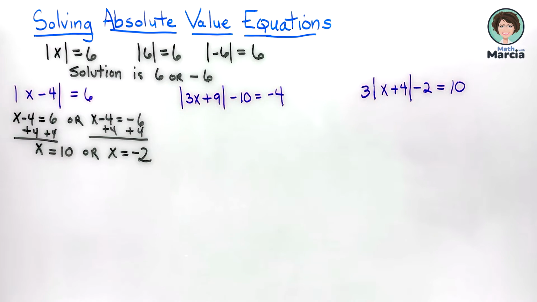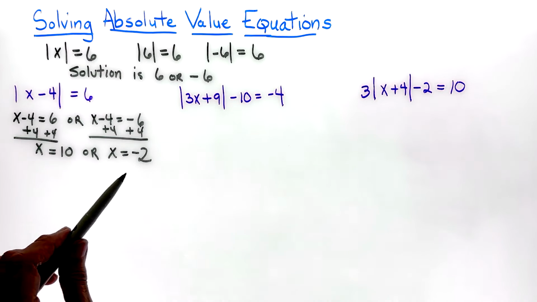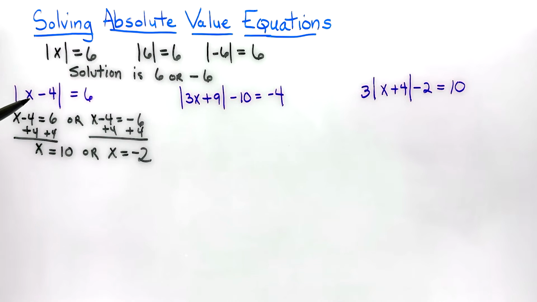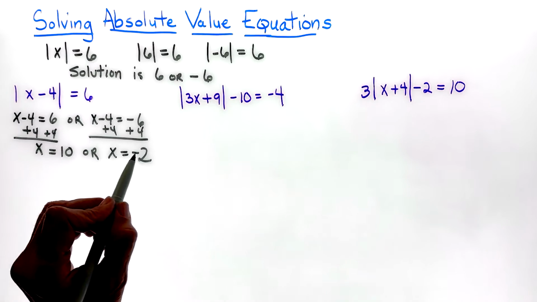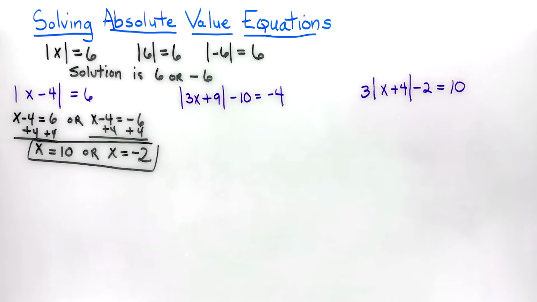Let's check it out and see if it's true. Well, we know that 10 minus 4, putting in the first number, is 6. So the absolute value of 6 is equal to 6. If we substitute in a negative 2, negative 2 minus 4 is negative 6. And the absolute value, remember, is always positive. So the absolute value of negative 6 equals 6. Our two answers do check out. You can always check your answer by substituting it into your original equation.